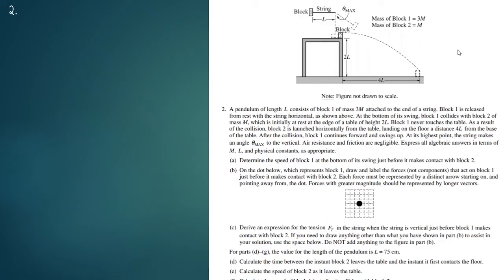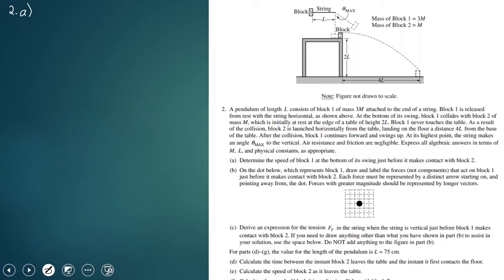All right, so question 2A. So we're given that we have a pendulum of length L that's swinging, it hits block 2 moves off the table. We're given some values on all of these different heights and masses, and we're said that we have to express all the algebraic answers in terms of m, L, and physical constants as appropriate. Okay, so question A says determine the speed of block 1 at the bottom of its swing just before it makes contact with block 2.